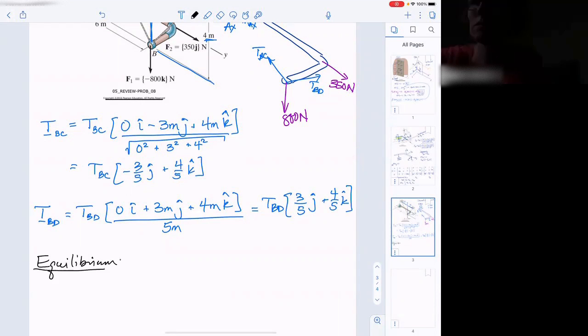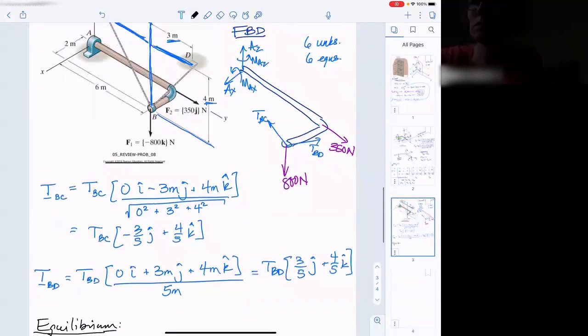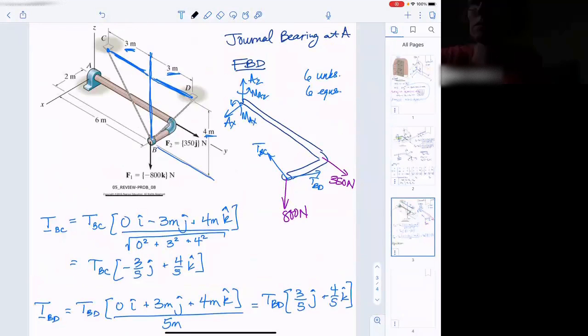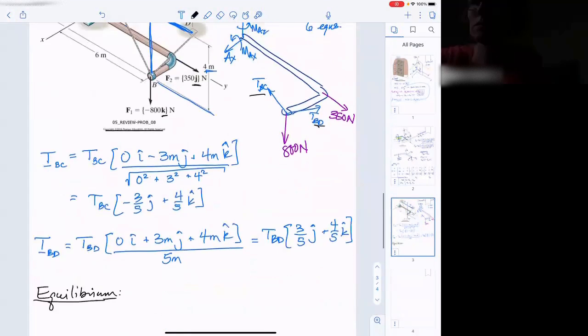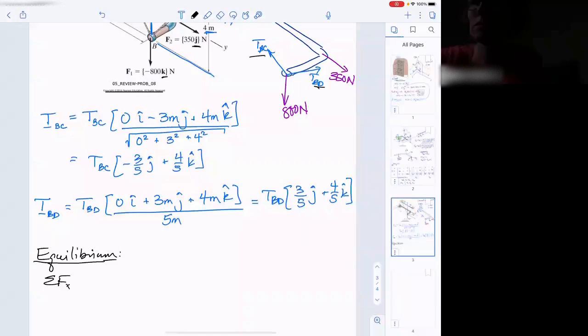One of our numbers we can find right away. You'll notice the applied forces are both in the J and the K direction. And we just found out that those tensions only have J and K components. So the only force on our entire body in the X direction is AX. So I can immediately sum forces in the X direction, and AX, the only force in the X direction, has to be equal to 0.